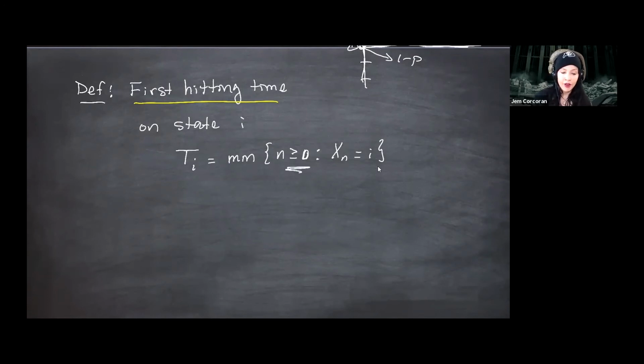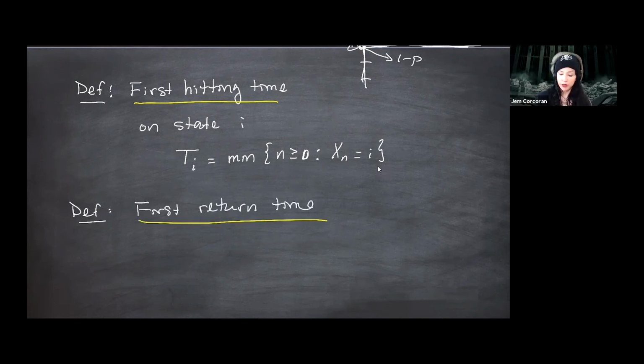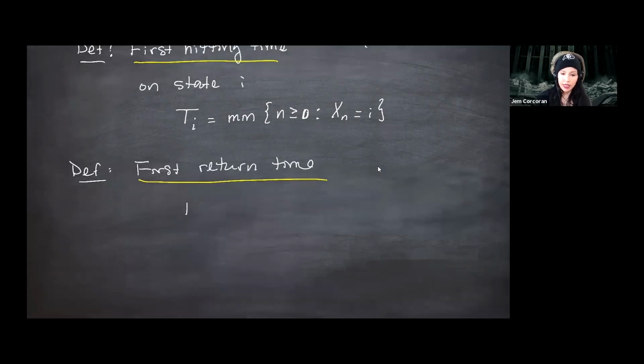And then we have the concept of a first return time, which means that you started there and you do return. This typically uses the same notation, but I'm going to add a little more to the end. So it is the minimum time n greater than or equal to 1, such that X_n is i. By the way, this is the first return time to state i.